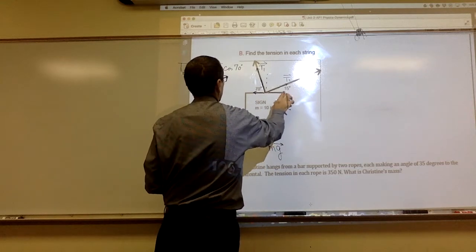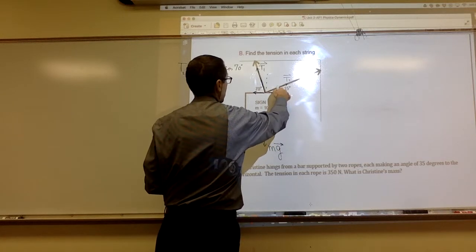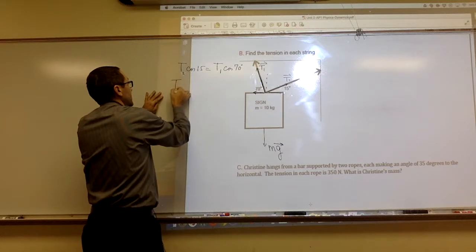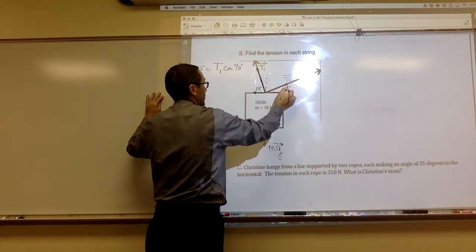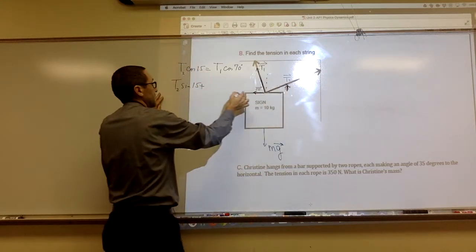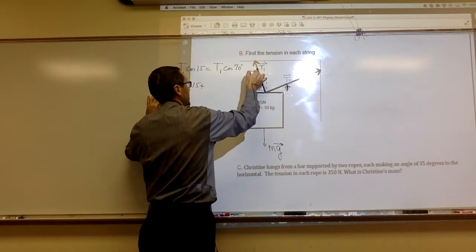Technically, this should be the same length. So this should have been smaller. And then in the y direction, it should be T2 sine of 15 on the right side. This component here is going to be pointing up, plus this component here also pointing up.